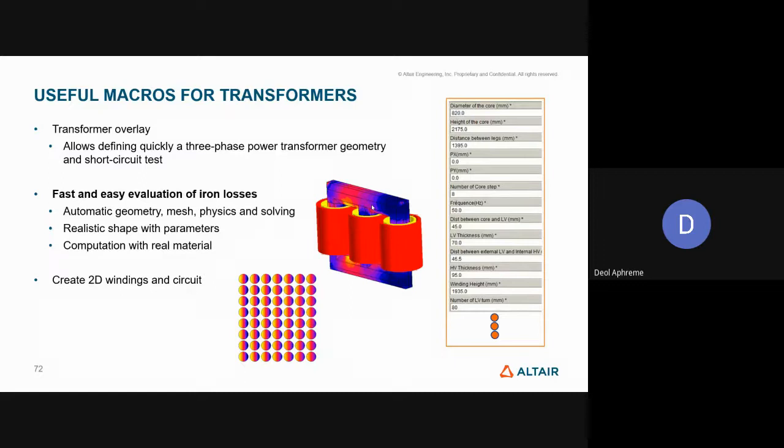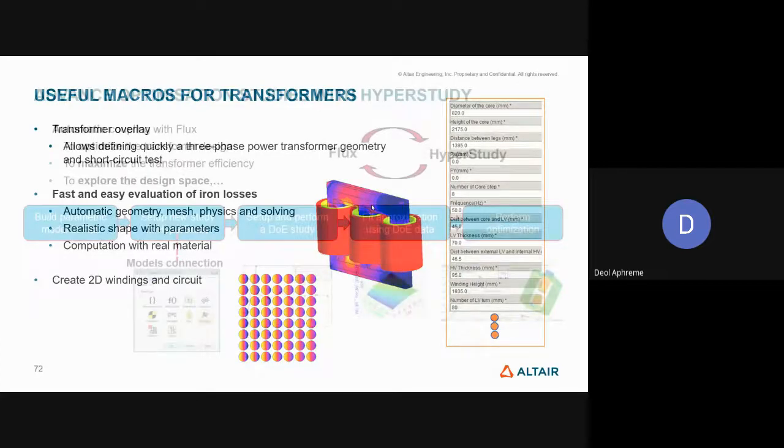So by default, Flux will not compute these losses during the solving process. So you can use the macro and you can visualize the losses. And in case you do not have the geometry in CAD and you just have the dimensions, we have a macro to set up the dimensions as well. So all this is possible. You can even create windings automatically in 2D. So these are all macros that are already available.